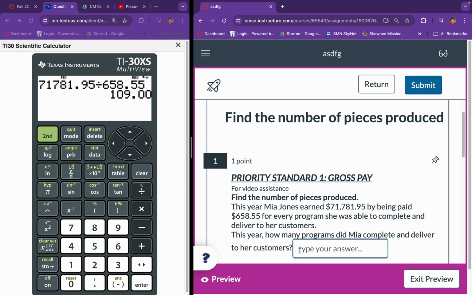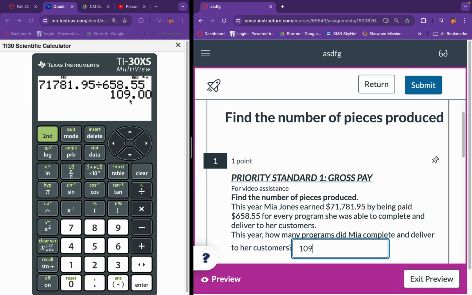109. Now, this is where you want to be really careful, friends. We're talking about an actual item, something that you can put in a box and hand to somebody. So we have 109 programs that she delivered. That is not money, so it doesn't get a dollar sign. It's an entire item, so it doesn't need to be rounded to the nearest cent because we're not talking about money. These are physical things that she was able to hand to somebody, to deliver to somebody, a program. So that's just 109.